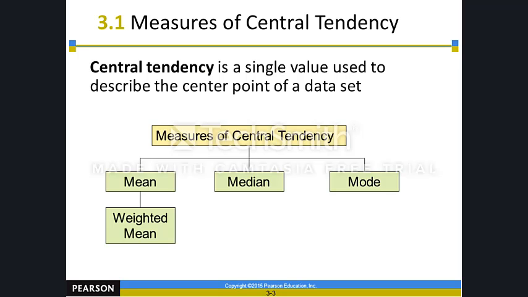So let's begin by looking at measures of central tendency. What do we mean by that? Central tendency is a single value that's used to describe the center point of a data set. Whenever you are able to use a single value to describe your whole data set, then we are talking about a measure of central tendency. Three measures of central tendency we'll be looking at: the first one is the mean, the second one is the median, and the third one is the mode.